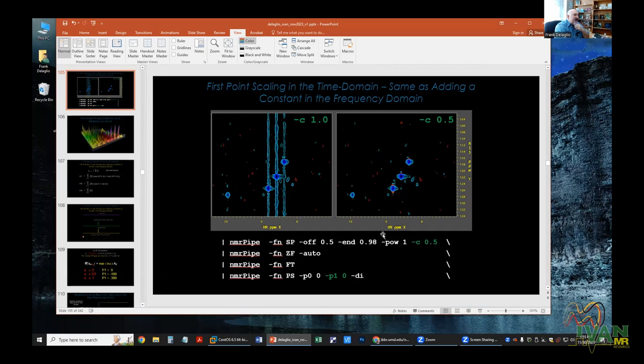You are not sharing your screen. Oh, I'm not sharing the screen again. Silly me. Sorry, guys. So here's a rather extreme example of what happens when you fail to scale the first point correctly. So here's a plane from a three-dimensional data set where this indirect dimension has had the first time domain point scaled by half. And if you process this data without that scaling, it adds a constant offset into the corresponding spectrum. So that corresponds to a zero-order baseline distortion that's proportionally as big as the intensities of the peaks. Okay. So yes, it very definitely affects quantification if you don't scale this first point correctly.